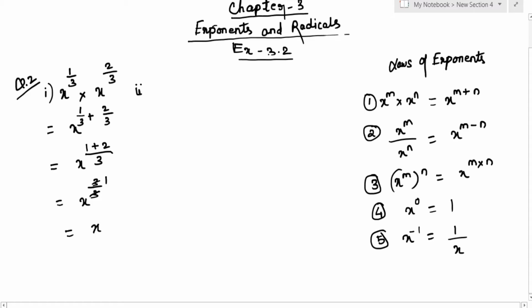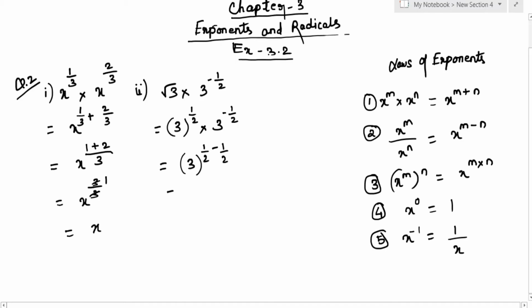Now next the second part. The second one is root 3 into 3 to the power minus 1 by 2. Now you know that root 3 means 3 to the power 1 by 2 in exponent form, into again 3 to the power minus 1 by 2. Now again the bases are same. The powers you can add with each other, that is 1 by 2 minus 1 by 2. And 1 by 2 minus 1 by 2 is 0, so we get 3 to the power 0. Now you can see the law of exponent that any number to the power 0 will give you 1.